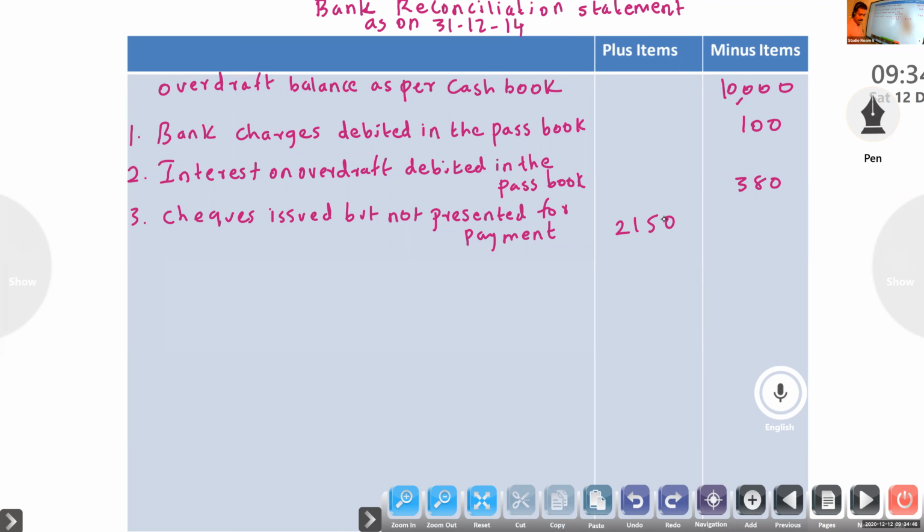Sir, cash book decrease. Correct. So it will increase, minus. Cash book increase, so minus. Very good. No, cash book decrease. You said that. Yes, cash book. Interest on investment credited in the passbook means passbook increase, cash book decrease. Cash decrease means plus.